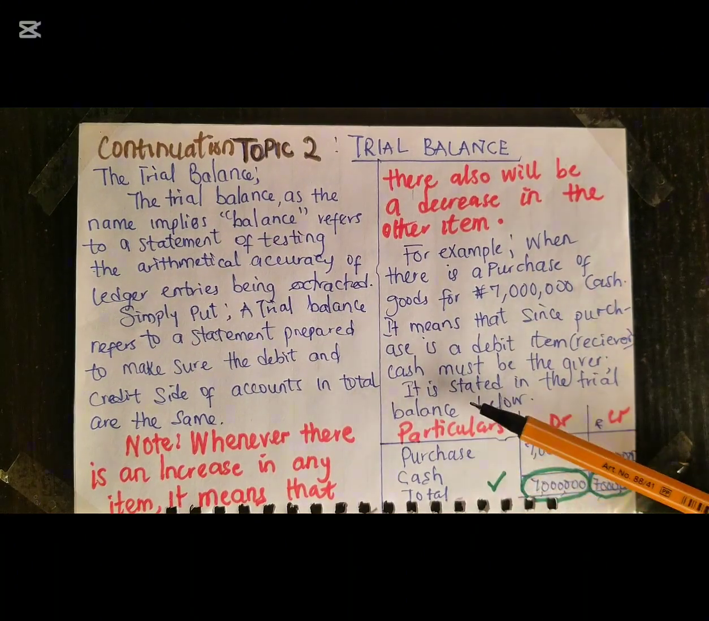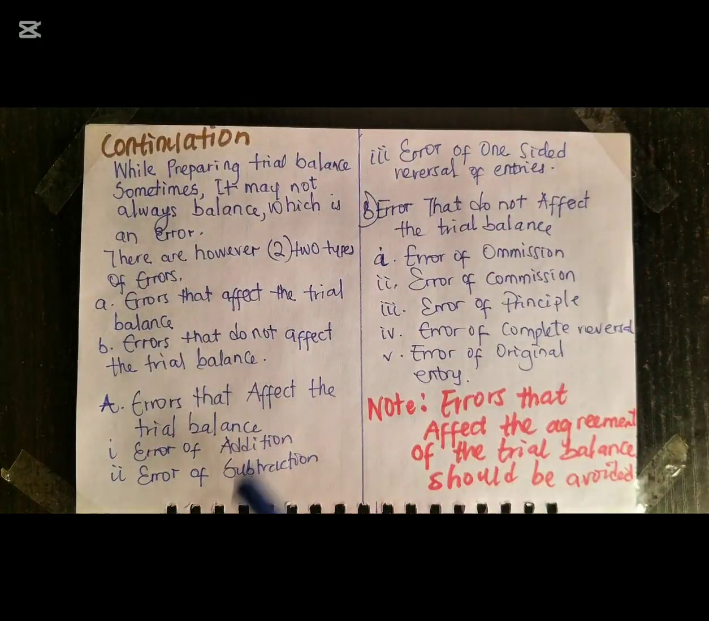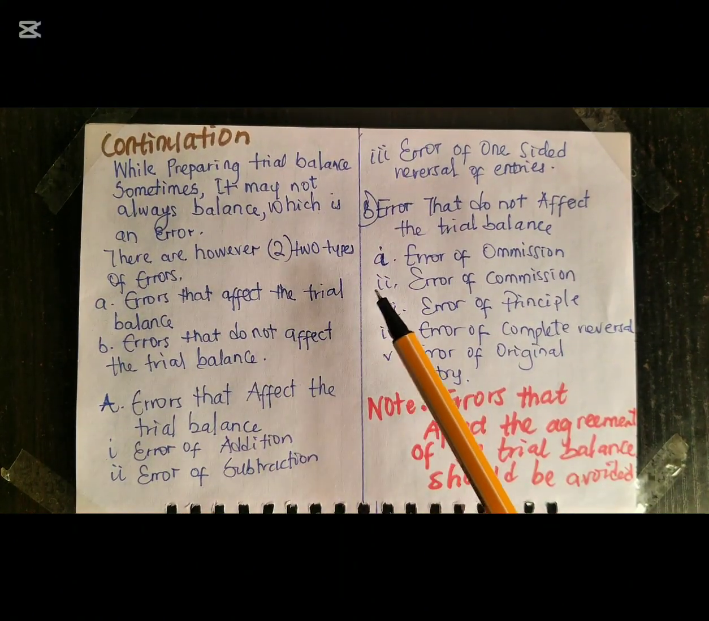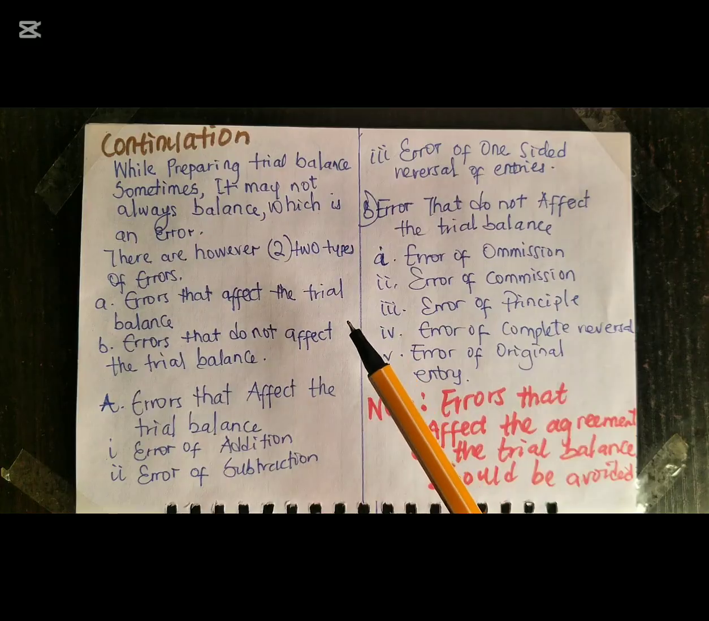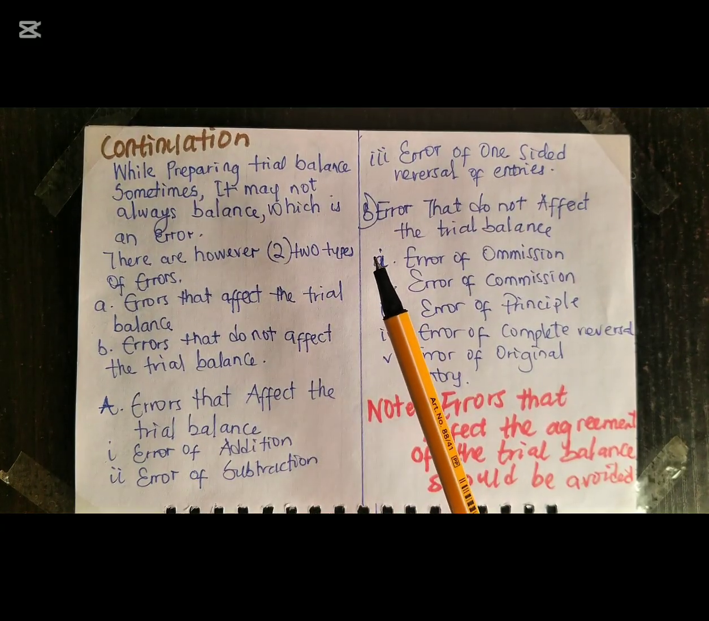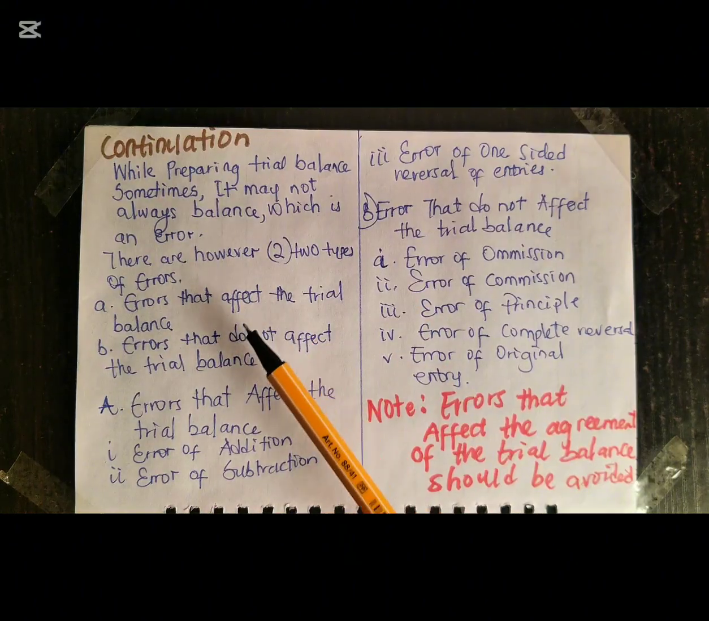But I think there will be a continuation on trial balance in our next class. So now, in the continuation of our trial balance class, we'll be talking about errors. In our second class, I talked about errors, that's the error of reversal of entries. So in this class, we're going to explain it more.